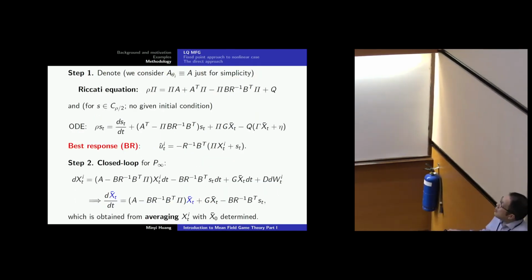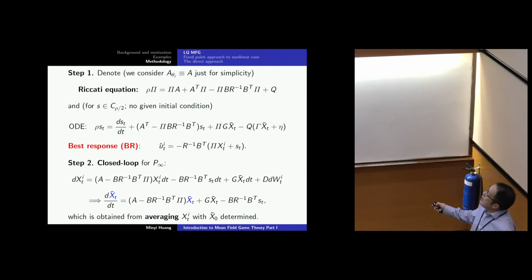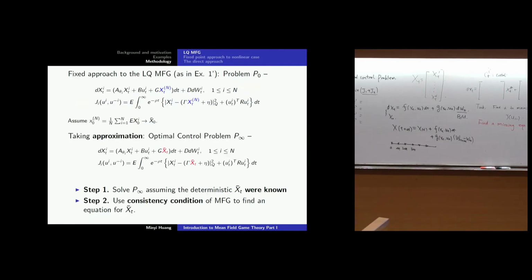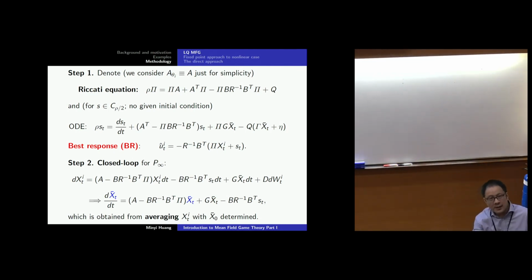First, let's recall the previous preliminaries. We know we can solve a Riccati equation as an algebraic equation, then an ODE, and finally write the best response in this form. Now we can plug the control u hat into the original dynamics, and the equation of xti will be given in this form, because you have already replaced this uti by the obtained optimal control. We call this the closed loop, because you already implemented the control strategy. You get the closed loop.